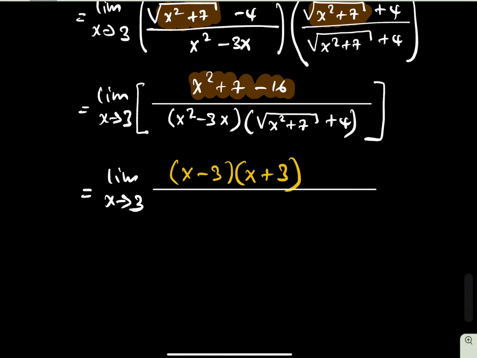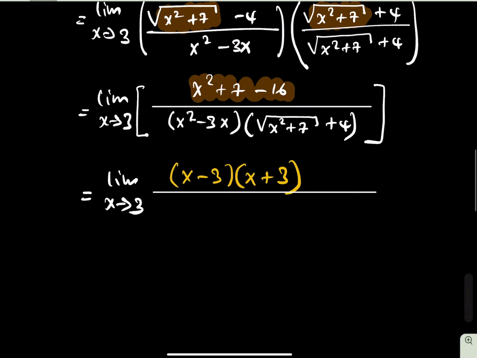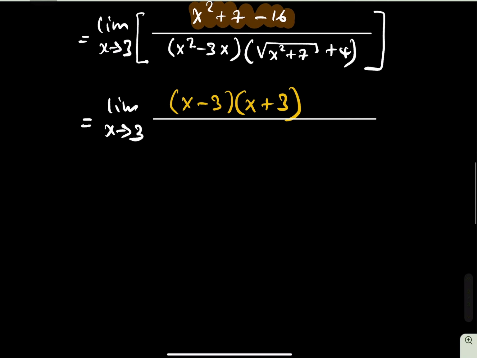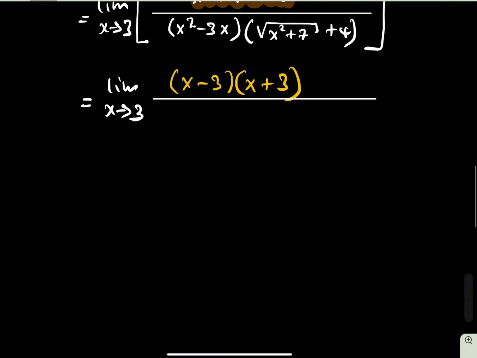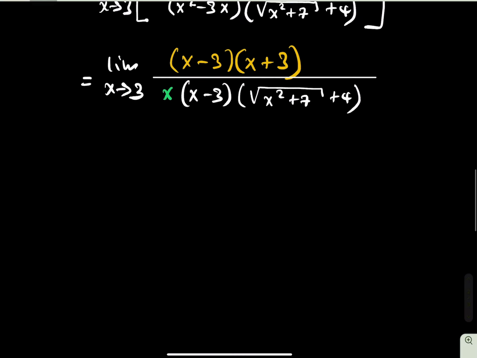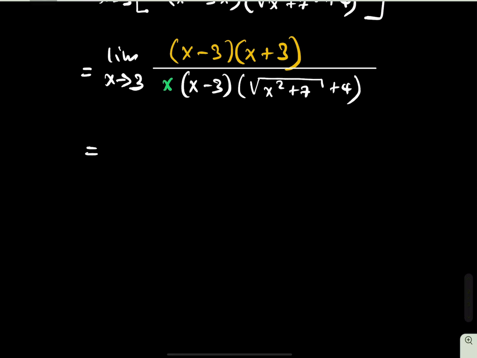You can see that you can factor out your x for this factor here. That is going to be x into, you'll be left with x minus 3. And then now you have the square root of x squared plus 7 plus positive 4 there. And then now you just need to simplify where you can.